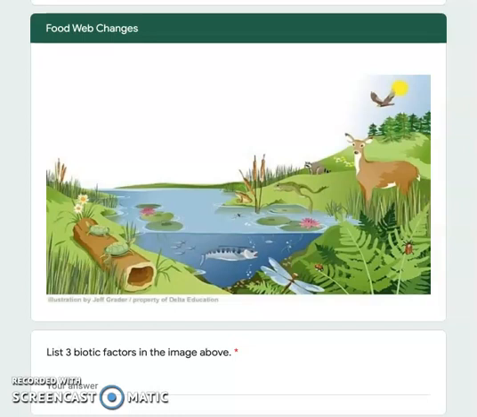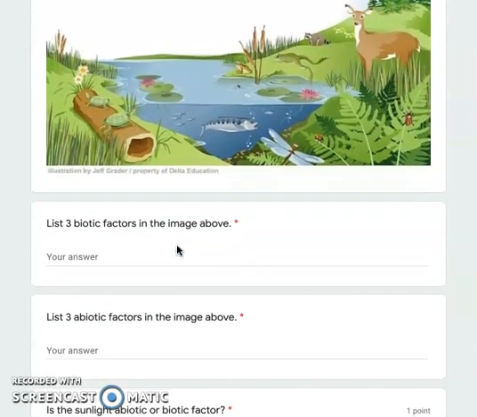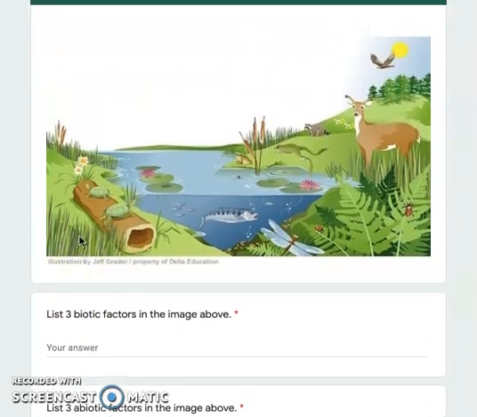Hey guys, all right, so let's go ahead and go over these answers for the practice. So here you have a picture of an ecosystem. You can see a lot of different animals, and a lot of different abiotic and biotic factors in here. Your first question is: list 3 biotic factors from the image above.